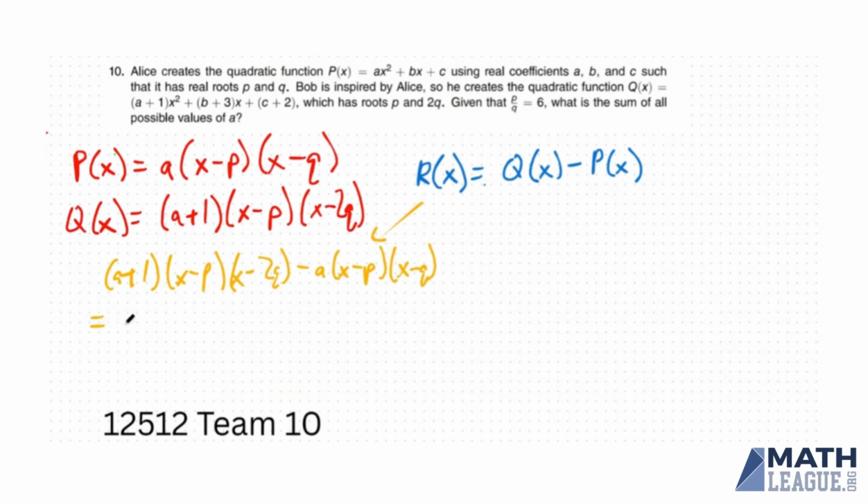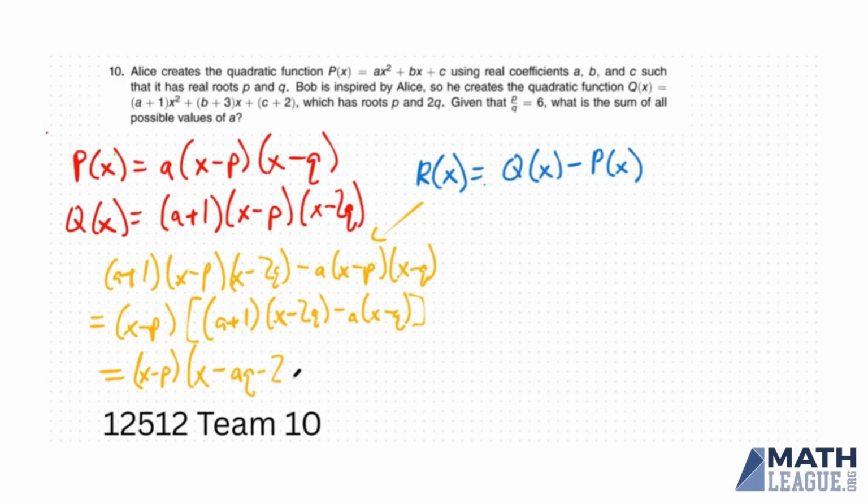From this, we can factor out a factor of x minus p, and then it's just (a plus 1) times (x minus 2q) minus a times (x minus q). And if we do the algebraic simplification, which I'm not going to bore you with, this turns into (x minus p) times (x minus aq minus 2q), which we can more nicely write as (x minus p) times (x minus (a plus 2) times q).